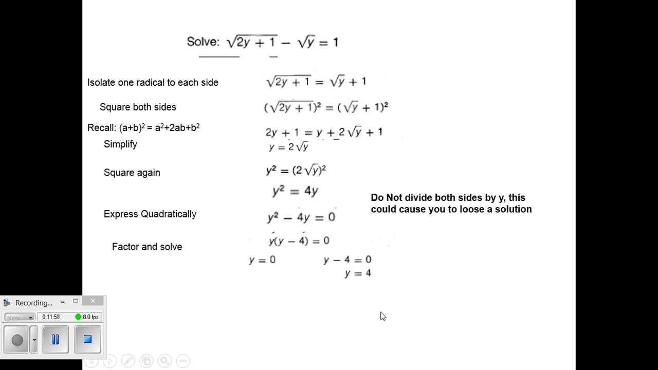You should check the validity of both to see if they're valid. So in this instance, both of these check as viable solutions. Okay, both of these check to be viable solutions. Okay, and let's see, we have some fractional equations which are reducible to quadratics.